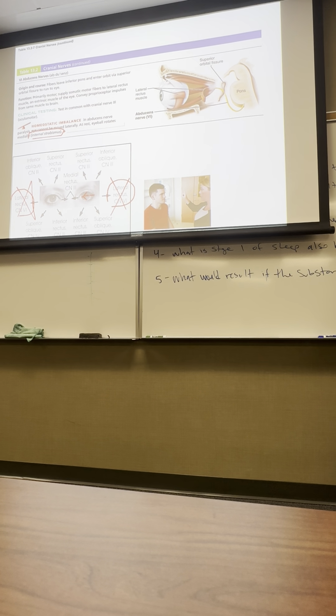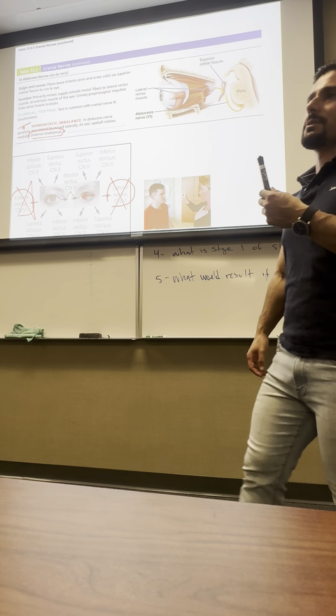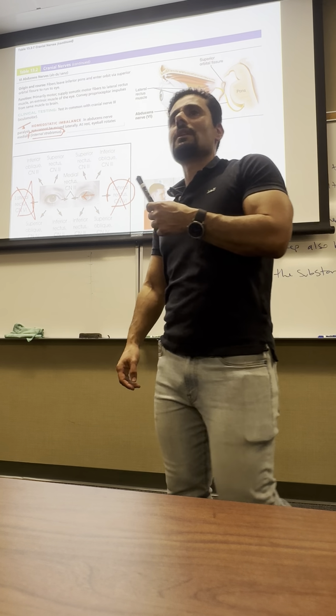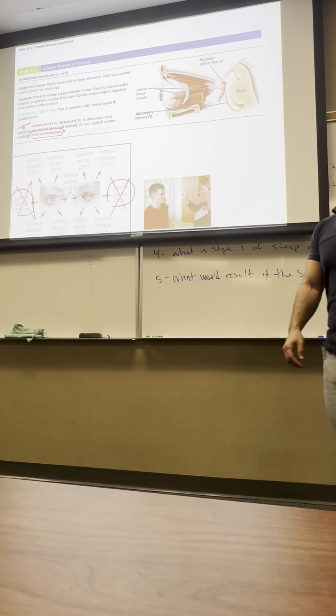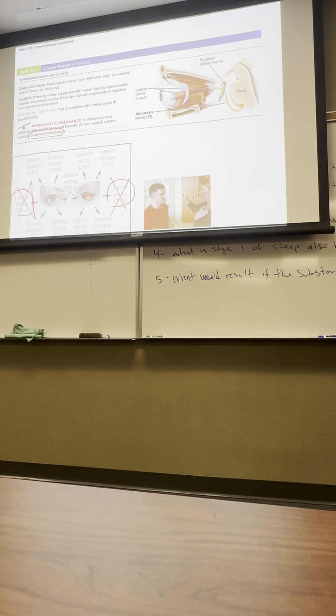Oculomotor. Okay? Which one leads to internal strabismus? Abducens. Which one leads to the inability to move the eye inferolaterally, down and out? Trochlear. Which one leads to ptosis? Oculomotor. Okay?